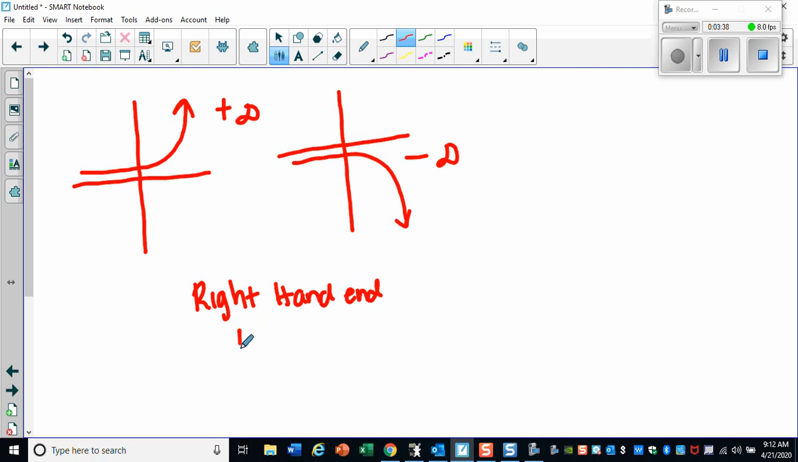If the right-hand end behavior is going towards plus or minus infinity, then it's going to be exponential growth.